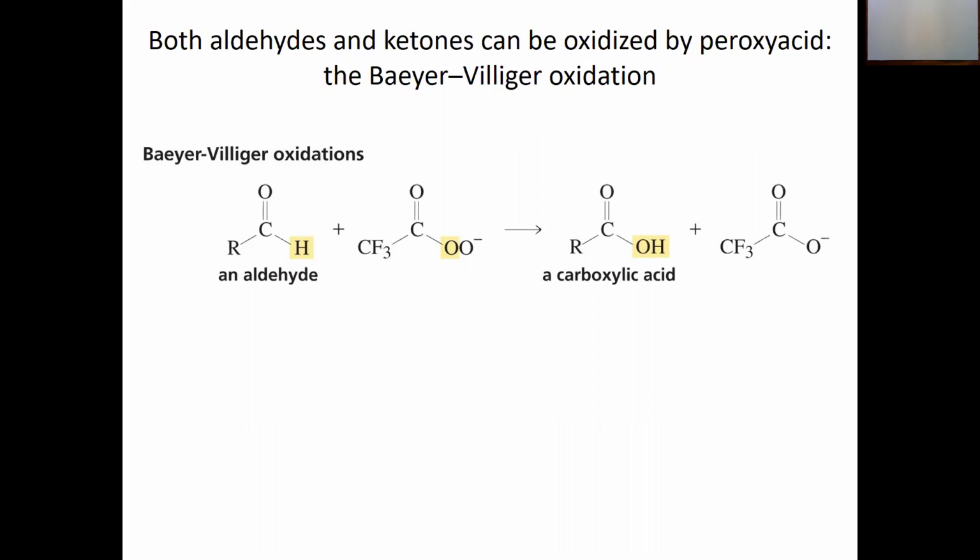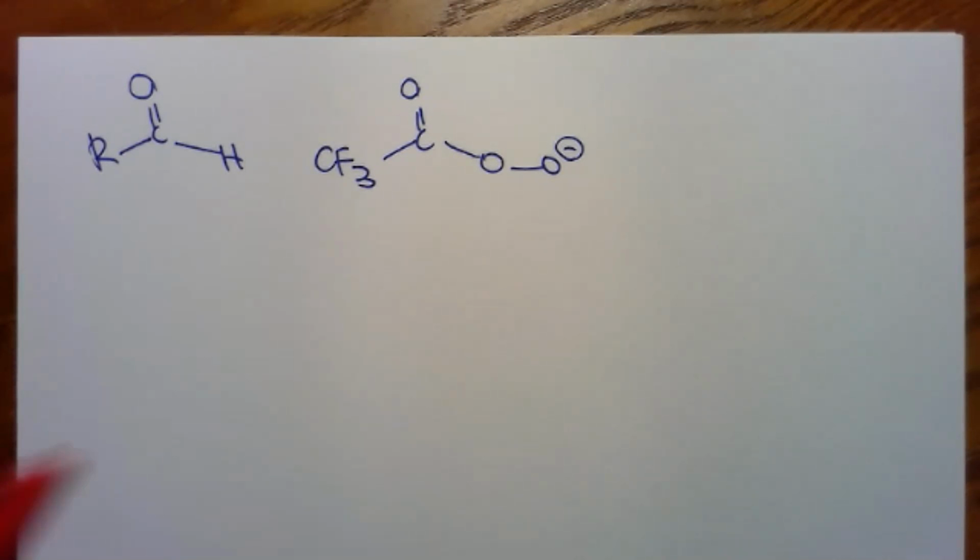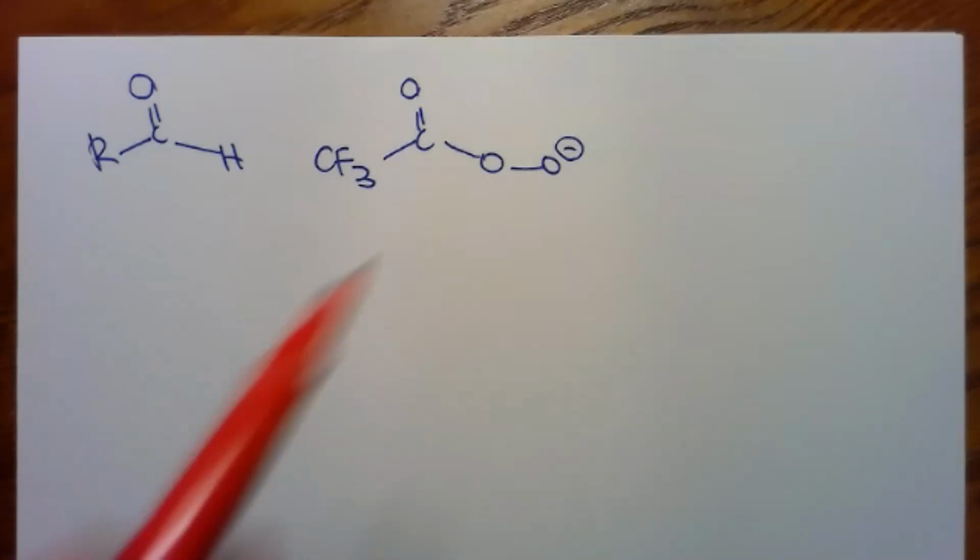So this says aldehydes and ketones can be oxidized by a peroxy acid. When those are oxidized by a peroxy acid, that's called the Baeyer-Villiger oxidation. So as you can see in this reaction, that aldehyde becomes a carboxylic acid. How the heck does that happen? Let's draw it. So aldehydes can be oxidized by peroxy acid.